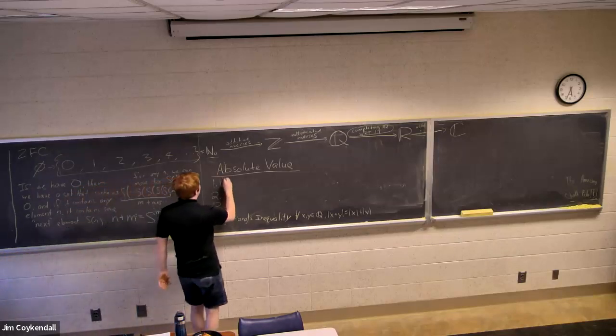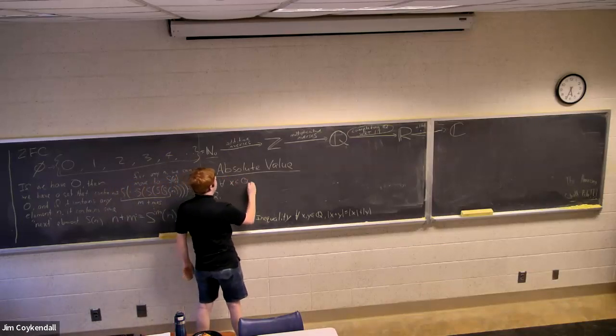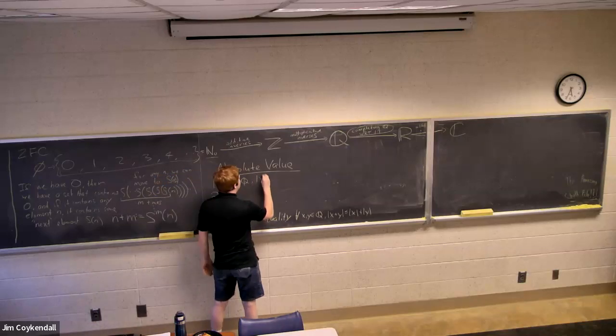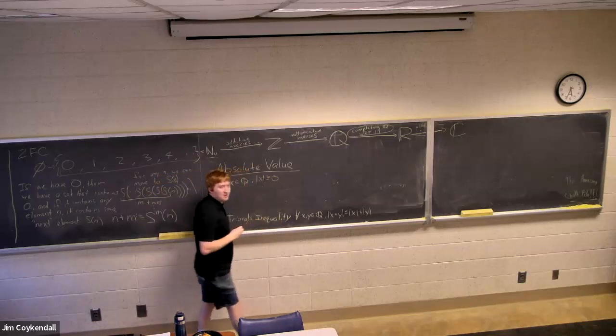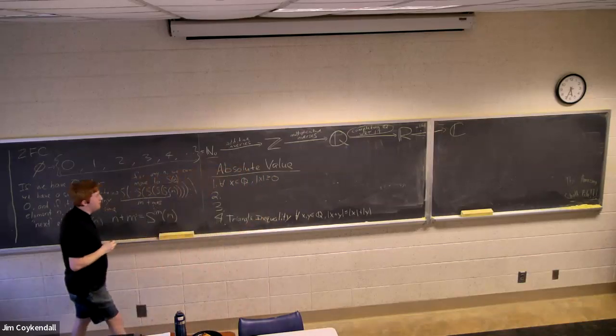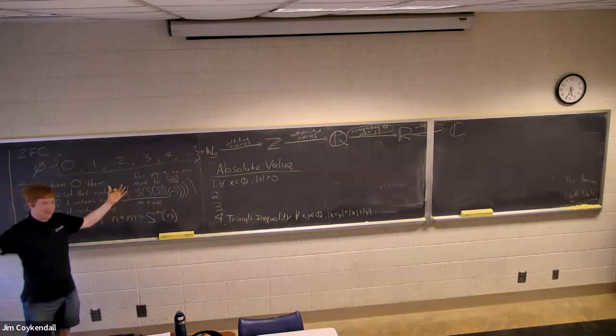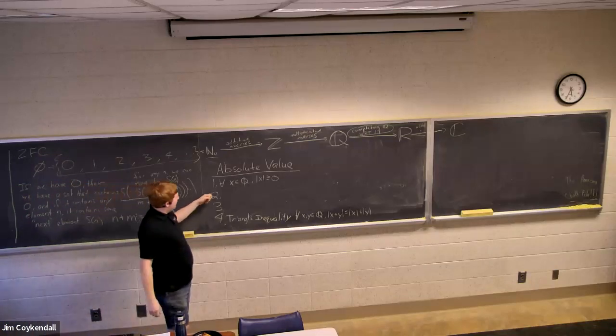So for all x in our rational numbers, I would hope that the absolute value of x is greater than or equal to 0. We shouldn't get negative distances between those things because that makes no sense.